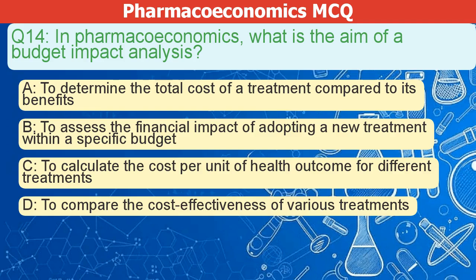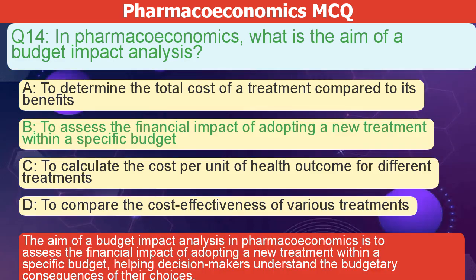In pharmacoeconomics, what's the aim of a budget impact analysis? A. To determine the total cost of a treatment compared to its benefits. B. To assess the financial impact of adopting a new treatment within a specific budget. C. To calculate the cost per unit of health outcome for different treatments. D. To compare the cost effectiveness of various treatments.